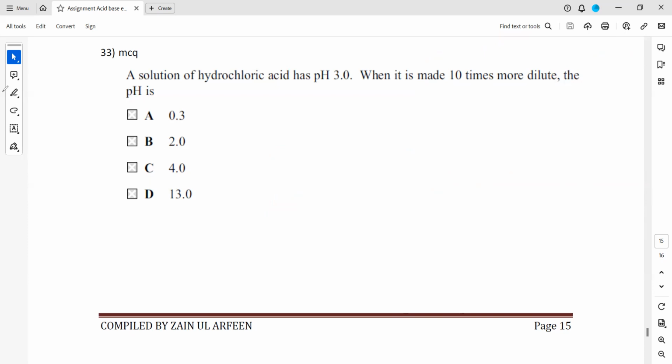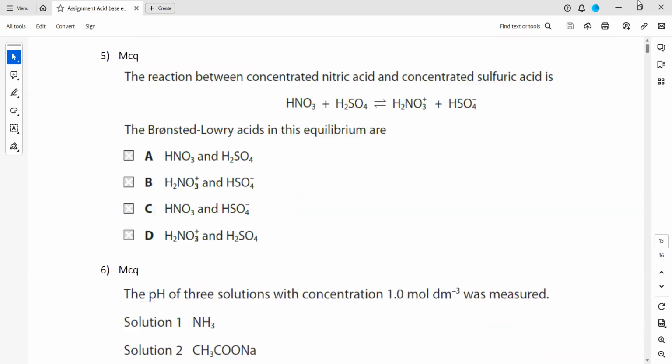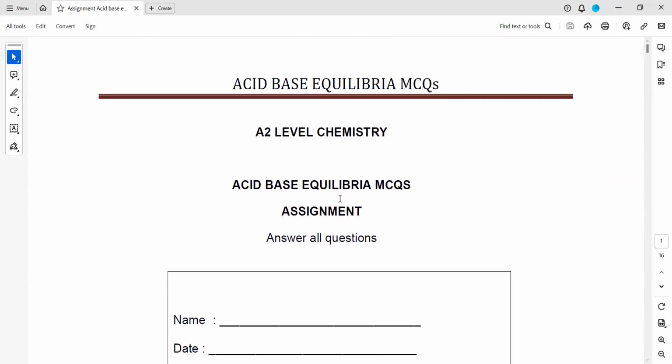Any other question or doubt from this exercise? Acid-base equilibrium.